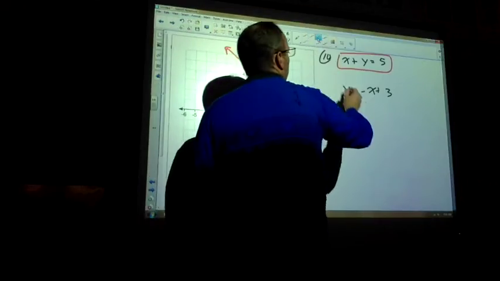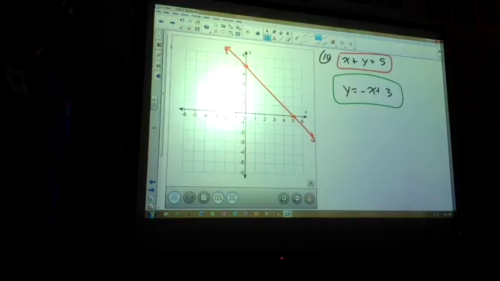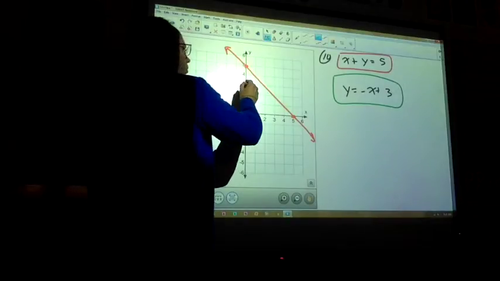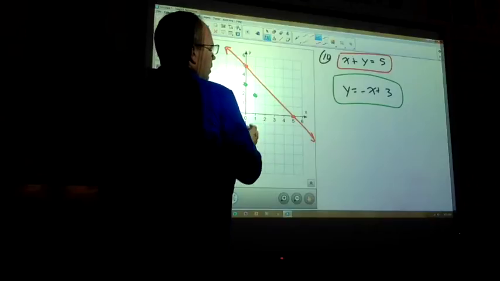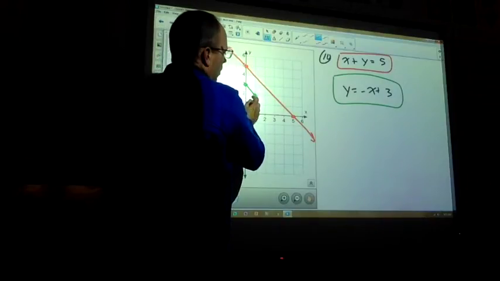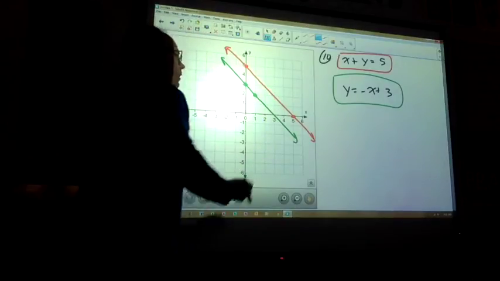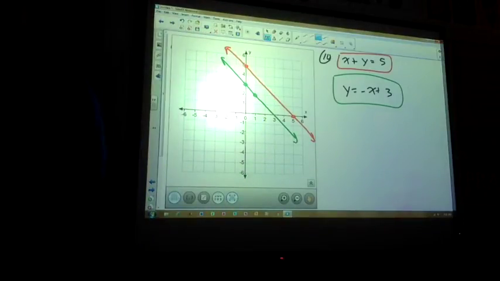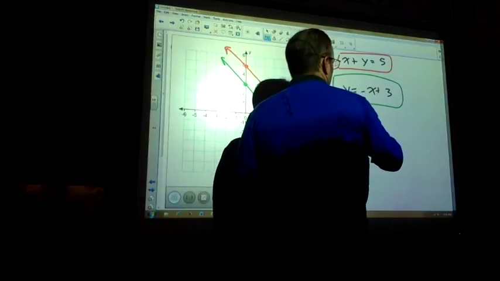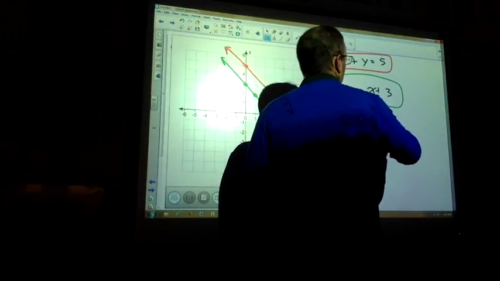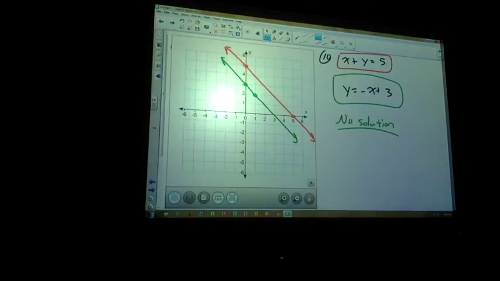Here's my first one. Second one, how am I going to graph that one? Y-intercept is 3, which is right there. And then what? Down 1, right 1. What do you think about this problem? Parallel. They are parallel lines. What is the solution then? No solution. Good. Okay, they're parallel lines. There's no solution.